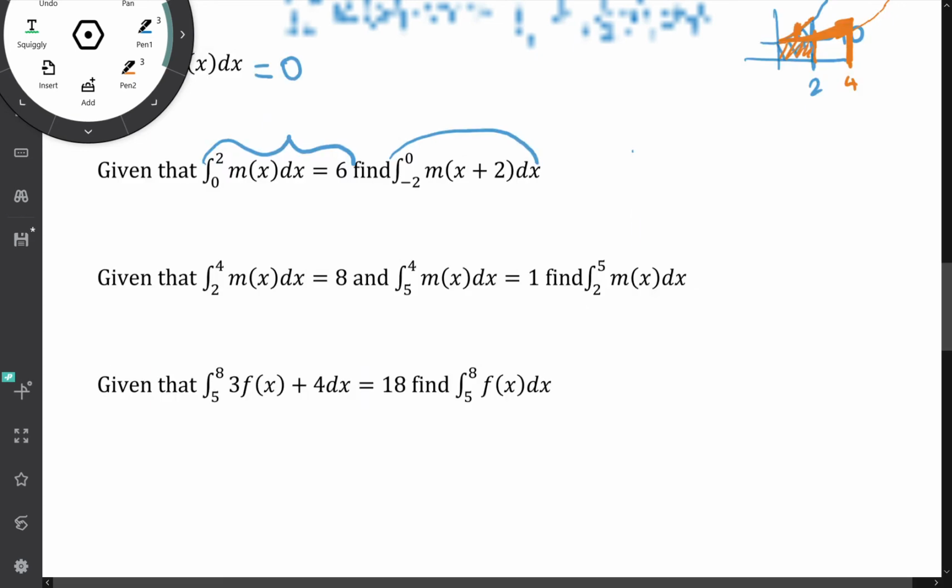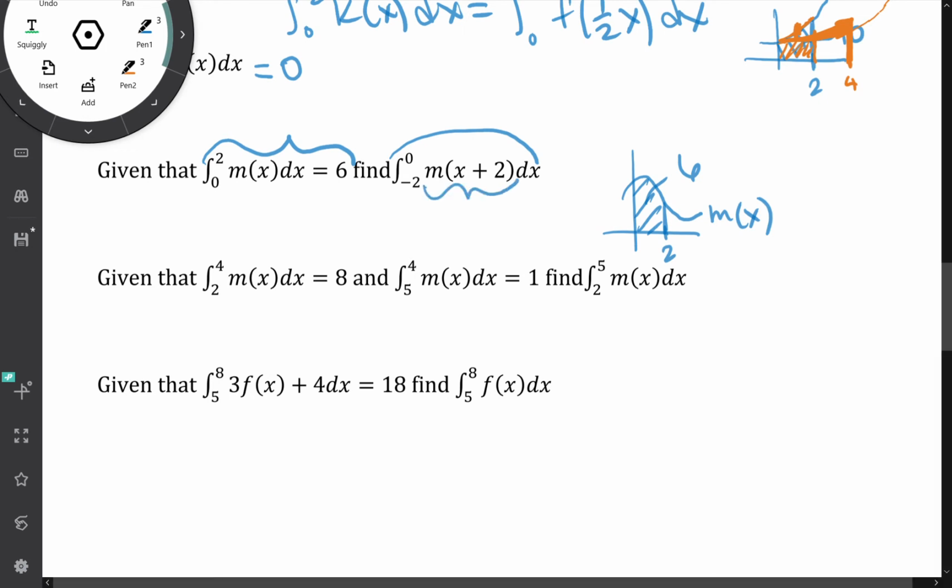So whatever this function looks like, let's say it's going like this, and we know here's 0 to 2, so this is m of x. And we know that this area is 6. M of x plus 2, trying to switch colors, there we go, means we need to shift left 2.